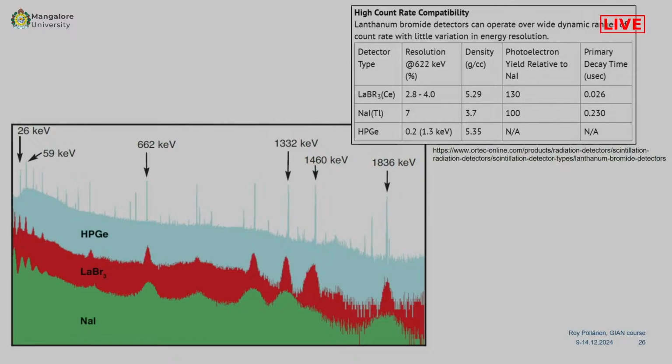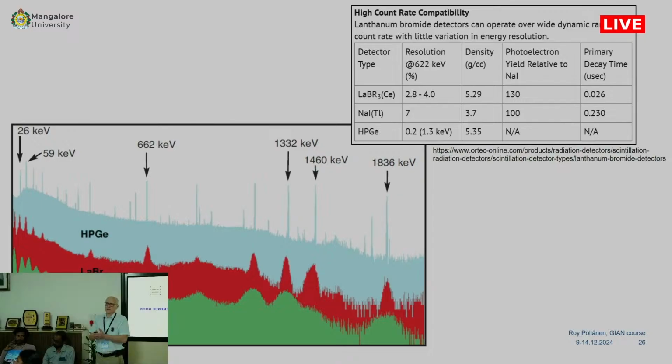However, high purity germaniums will give us very, very narrow peaks, which makes it possible to distinguish peaks which are located very close together. For example, these two peaks here, you cannot resolve them by using especially a sodium iodide detector.